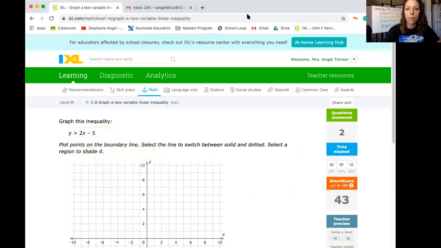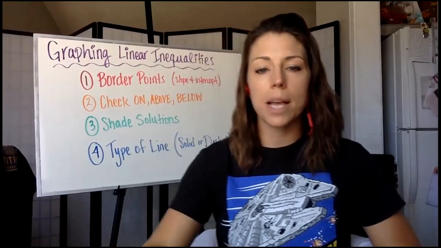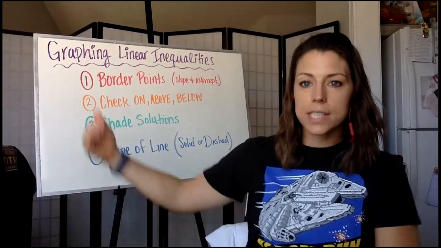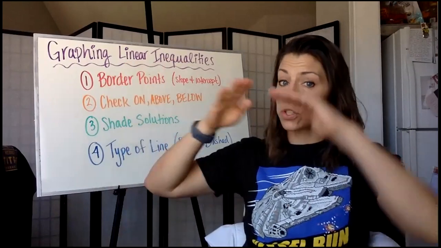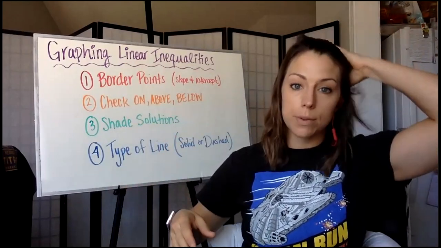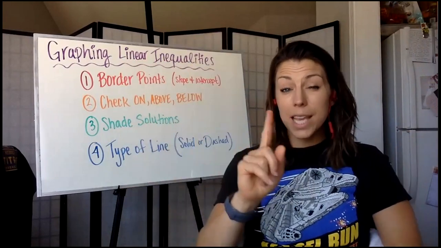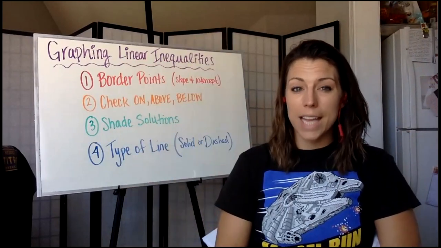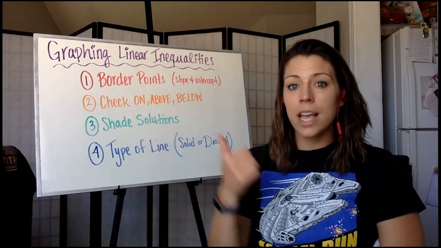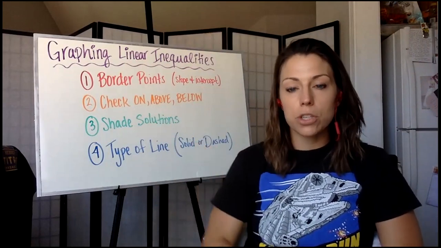And there you go. Okay, so that wraps up today's video. Again, steps are start with border points. Just graph the points like you normally would if it was any other line. Check 3 points: on, above, and below. Easiest point to check is the y-intercept because you plug in 0 for x. Shade in your solutions and determine your type of line.